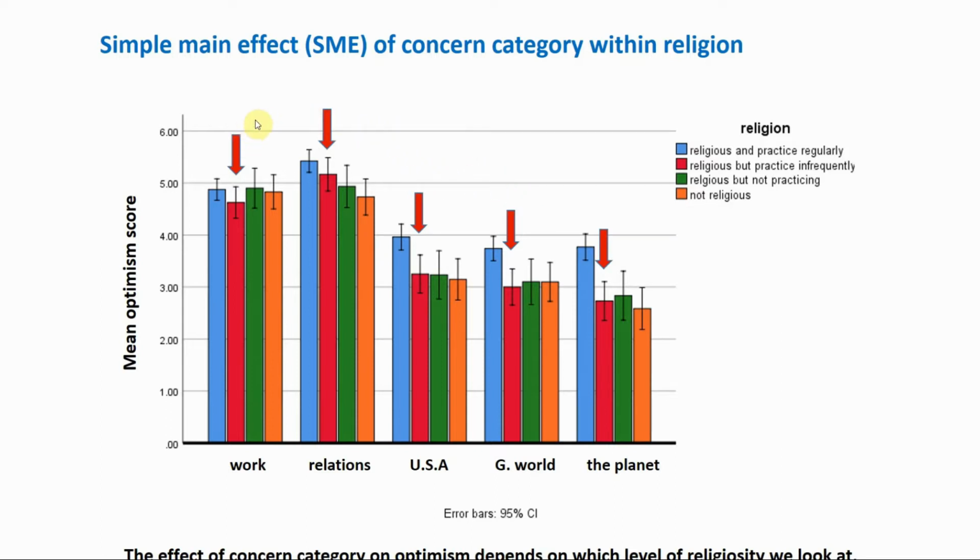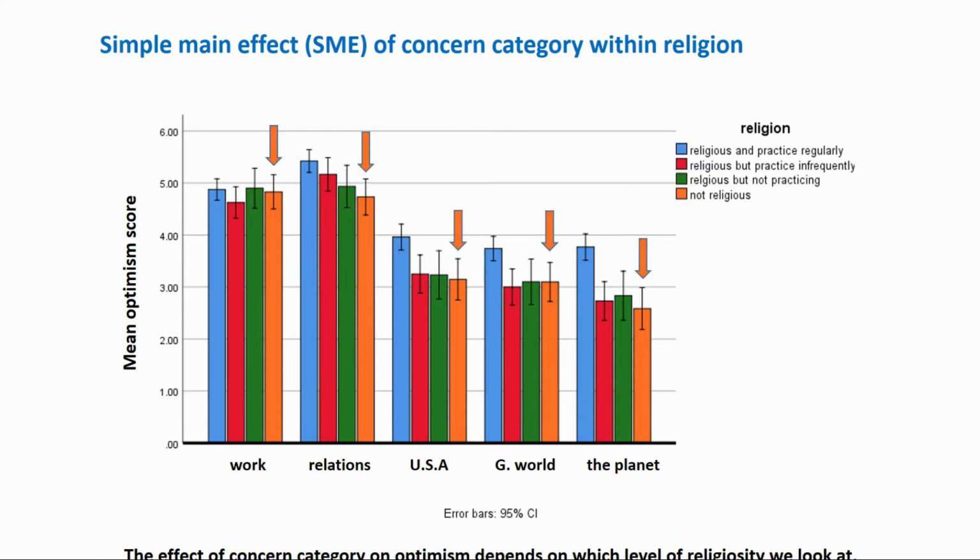All right? And then you might have guessed it, but now you're going to do the same thing with the green group, which is religious and not practicing. Finally, you're going to have to do the exact same thing with the orange group. All right. So it may seem like a lot of work to find out which means are different from which and to fully and completely understand your interaction effect.